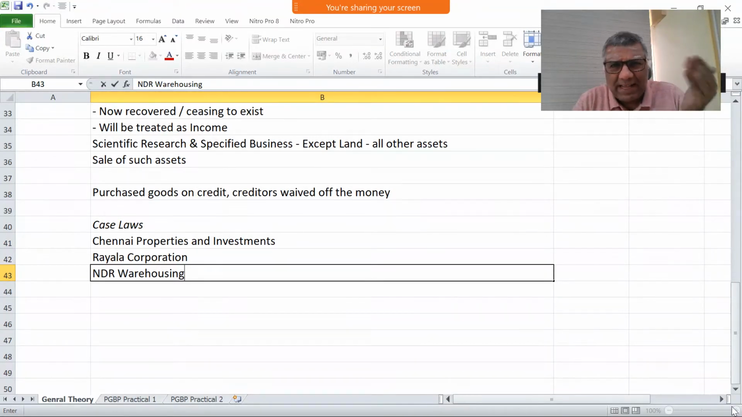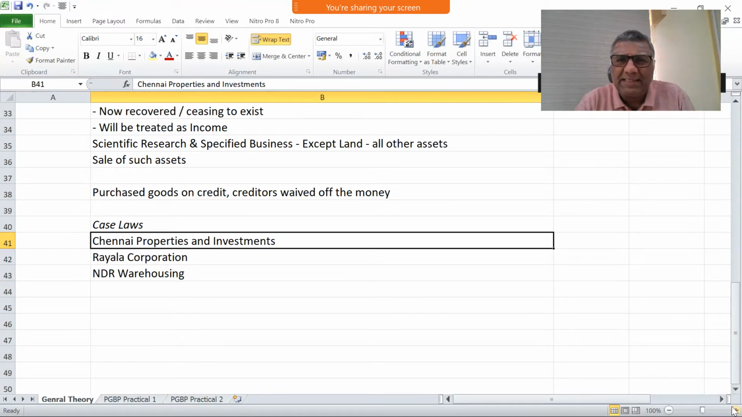In this, NDR Warehousing is slightly different. The other two, the basic Chennai Properties case, held this; please remember the judgment in easy words. Where the object clause of the company says that the company's main business is letting out of properties, and the substantial income is from such source. It should not be an object clause mentioned alone. In Rayala Corporation they said the substantial income should be from that. If these conditions are satisfied, rental income from letting out of property is considered as business income.